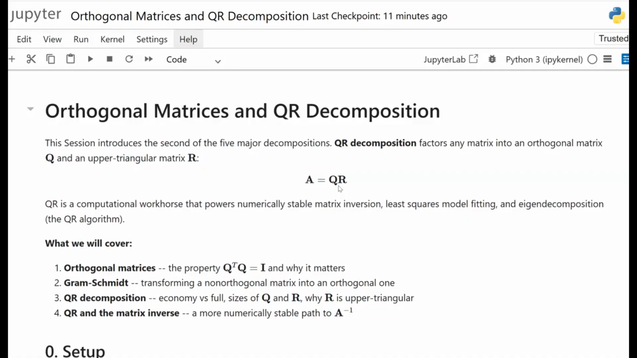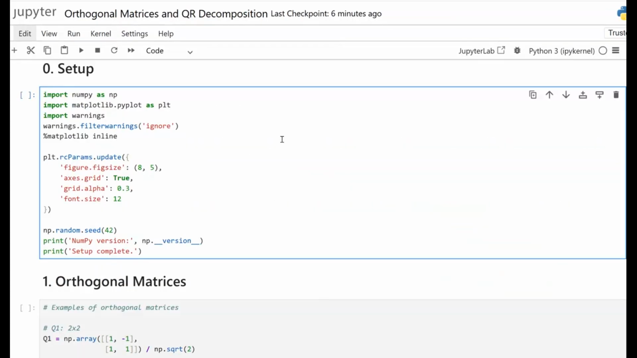But that's only the beginning, because once we understand orthogonality and QR decomposition, we are ready for one of the greatest ideas in all of applied mathematics. So before going on to the discussion, let me include the necessary libraries, and here we have NumPy. Yes, NumPy provides efficient numerical array operations and is foundational for linear algebra computation. And here Matplotlib is used for creating visualizations such as graphs and figures.